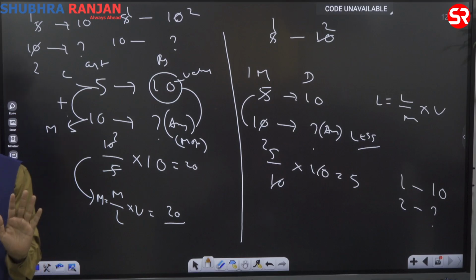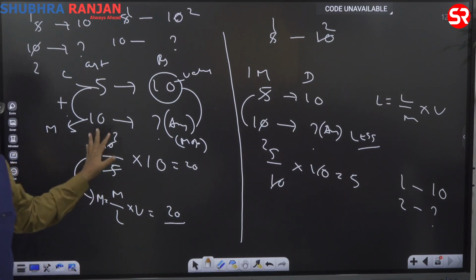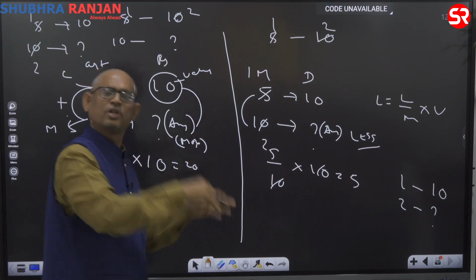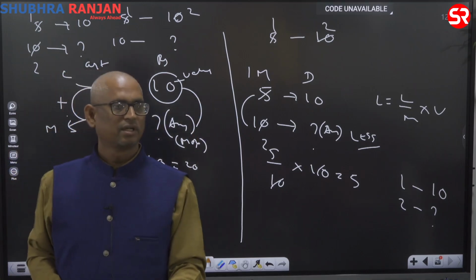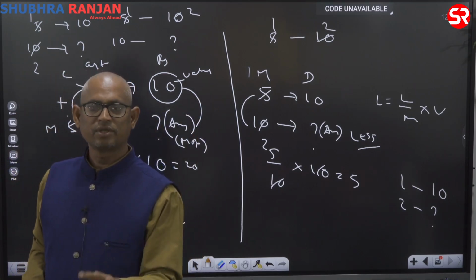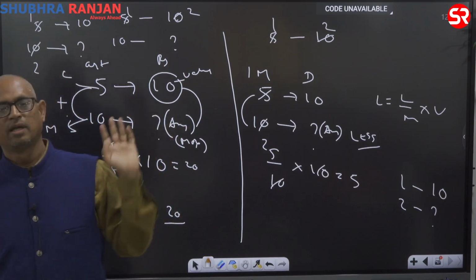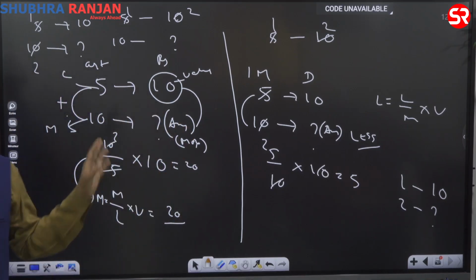Got it, everyone? Any confusions? I am not teaching any problems right now. I am just giving the concepts. These will be useful in all the chapters. Not only simple interest, not only compound interest, not only chain rule, not only profit and loss, not only time and work. Everywhere this will be useful.